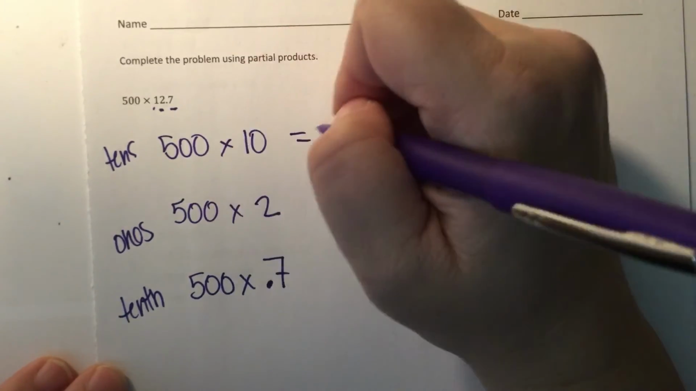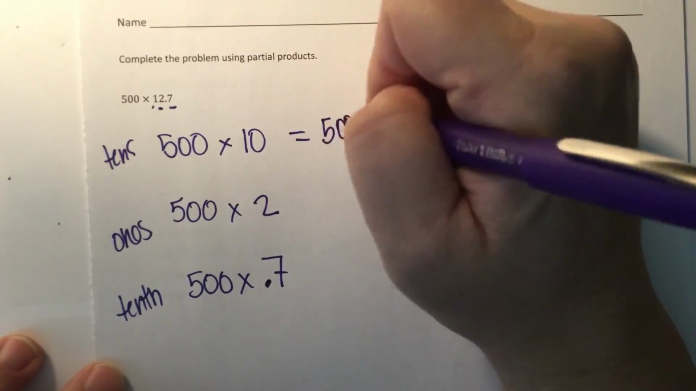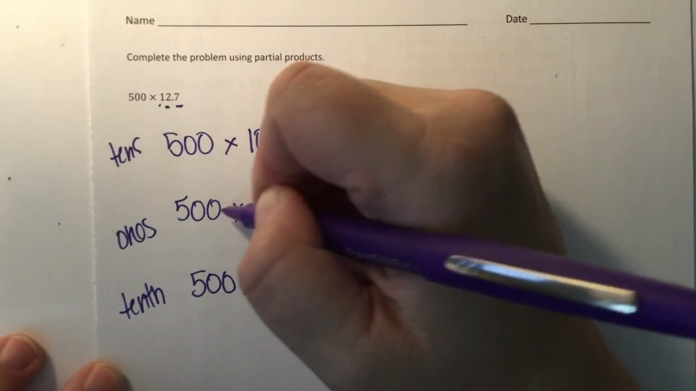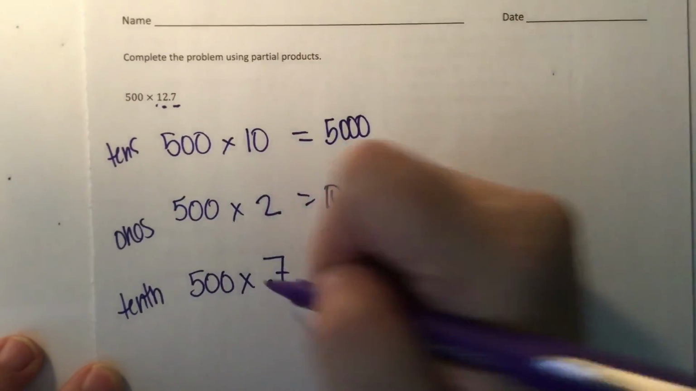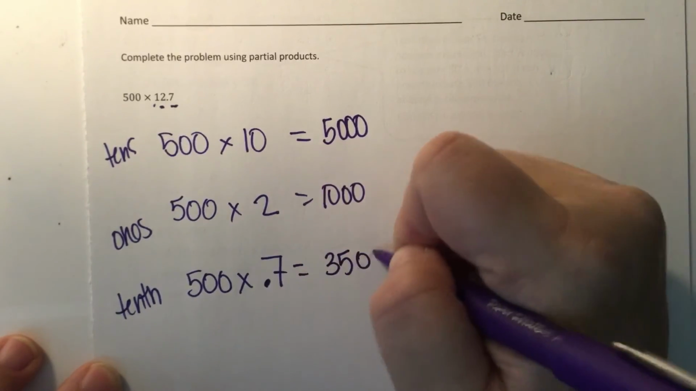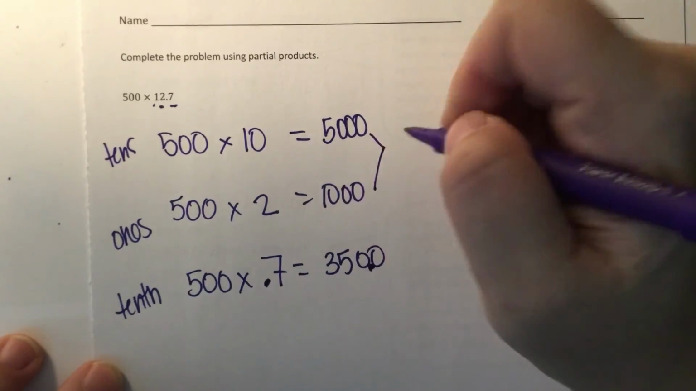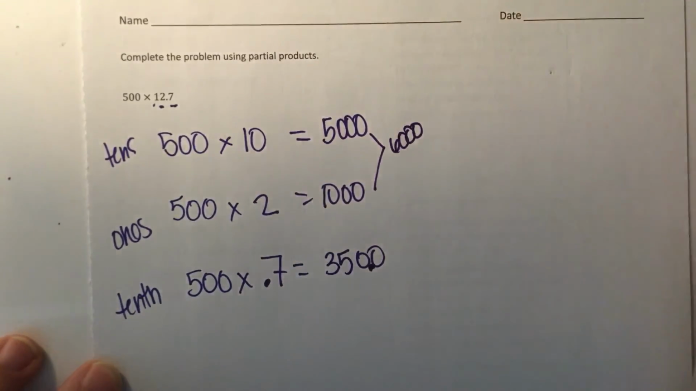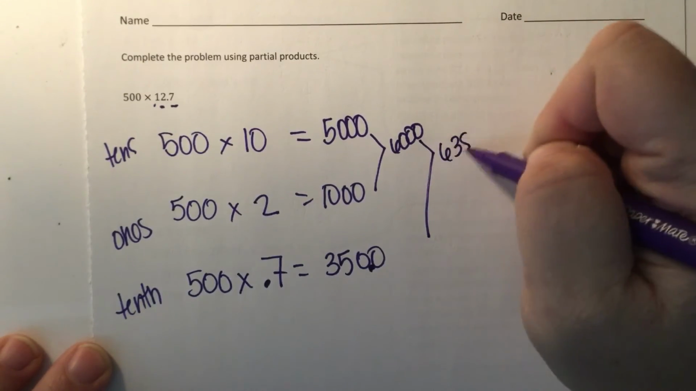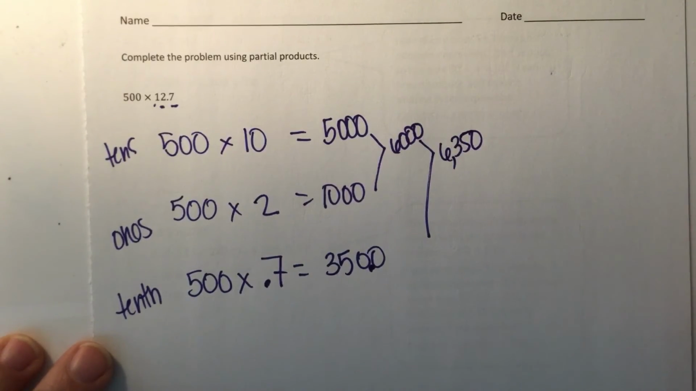So 5 times 1, I know is 5. 1, 2, 3 zeros. 5 times 2 is 10, and I have 2 zeros. 5 times 7, 35, 2 zeros, but I'm entering my decimal there. 6,000, 6350, right? Maybe, I think. Please use your calculator.